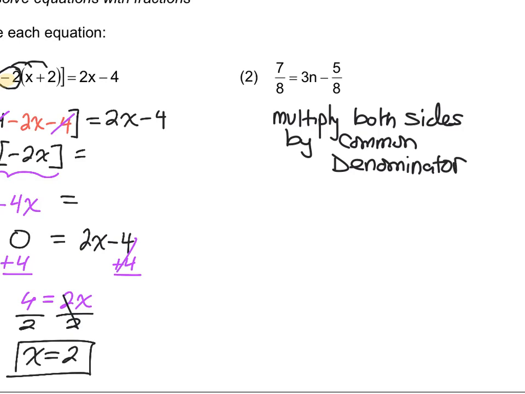All right, multiply both sides by a common denominator. Since there's only one denominator here, there's no real thinking involved. I'm going to multiply both sides of my equation by 8. On the left side, it's easy because the 8s are going to cancel. Now on the right-hand side, the 8 is going to get distributed to each term.